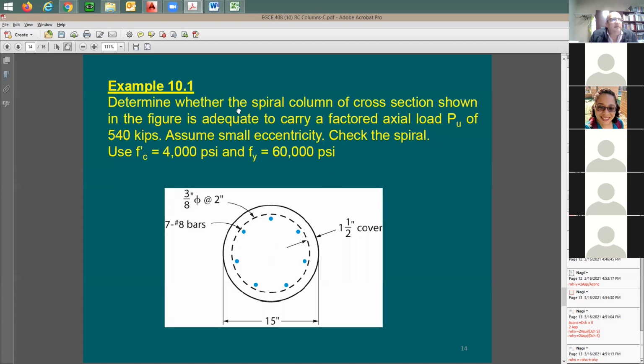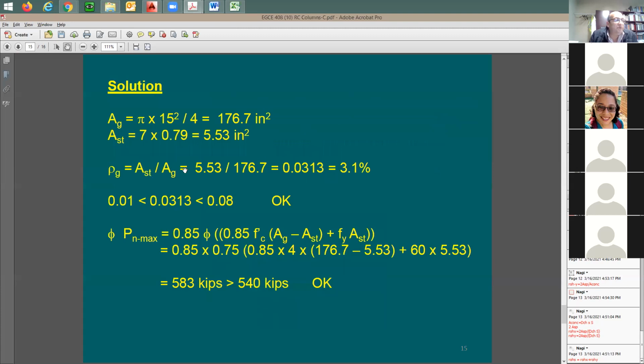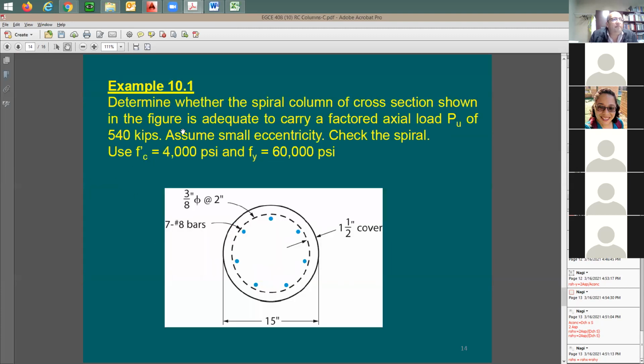I have an example. It says here, P sub u for the column is 540 kips. You have a small eccentricity, meaning that it's okay to use this factor, the 0.85 factor. Check the spiral and use f prime c is going to be 4,000 psi. Fy is going to be 60,000. I have 7 number 8. You see this 7 number 8 is going to be for the vertical rebars.